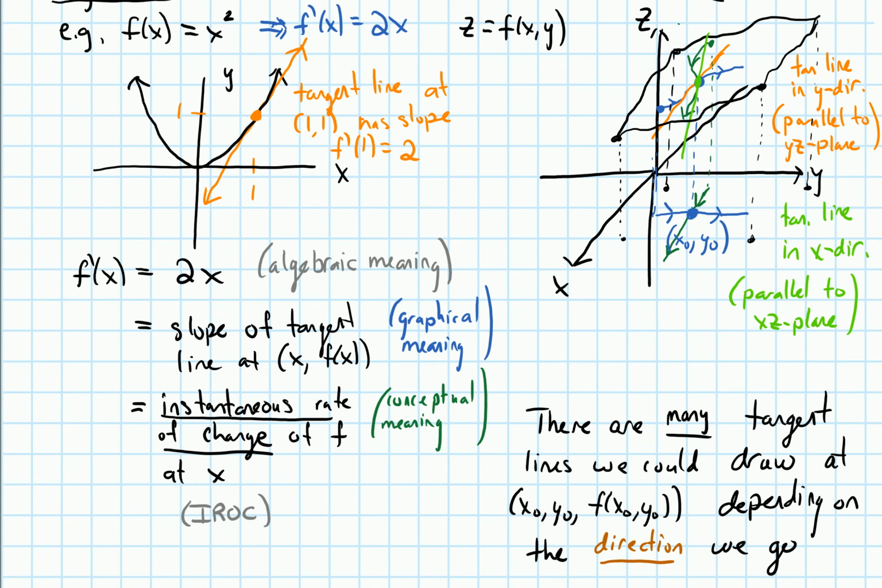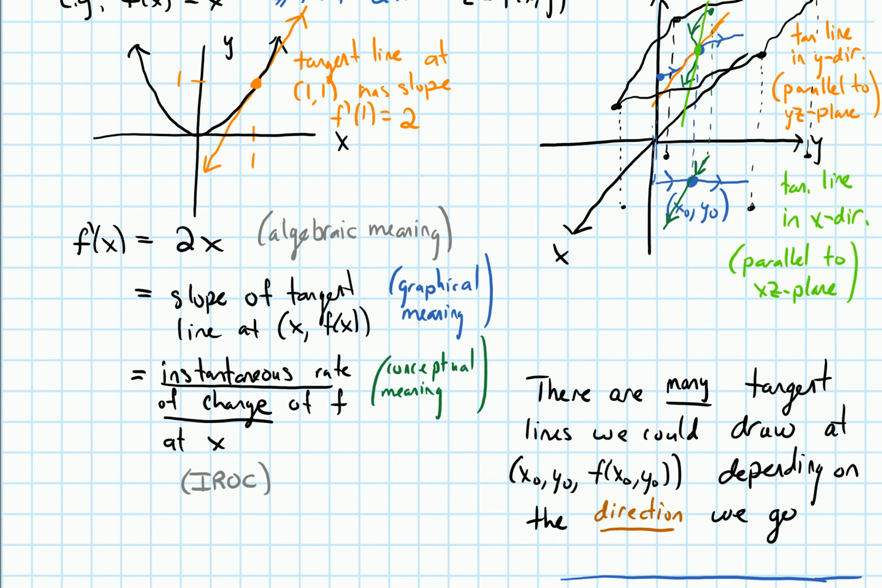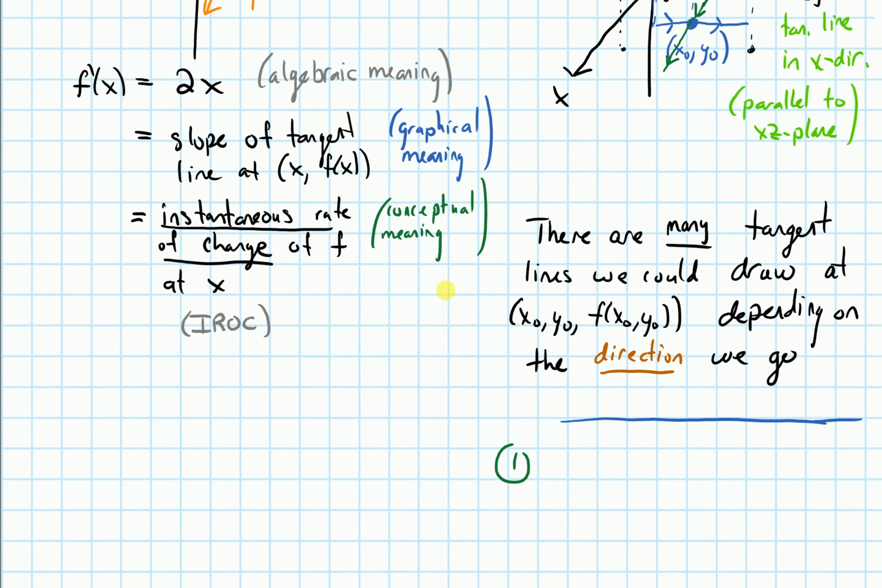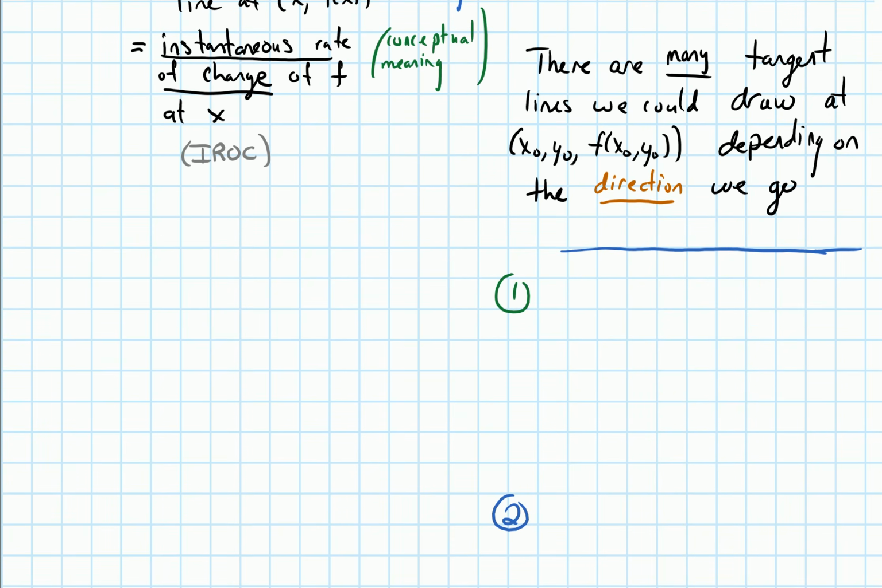My drawing here is not perfect by any means. It's hard to draw these 3D drawings. But we really want to visualize the orange line as parallel to the yz plane, and the green line as parallel to the xz plane. These two directions, the y direction and the x direction, are maybe the two most common directions that we take derivatives in for multivariable functions. So let me start a list of most common directions.